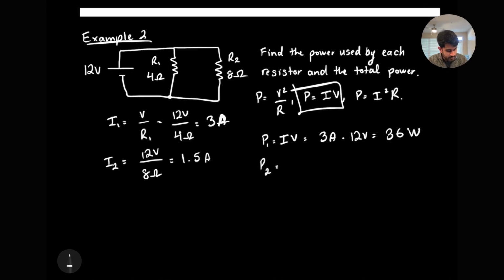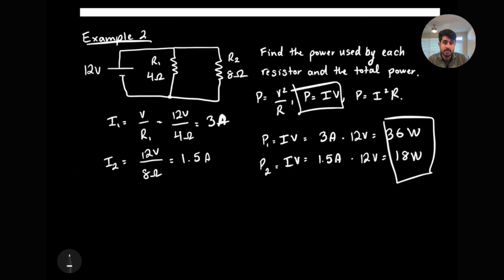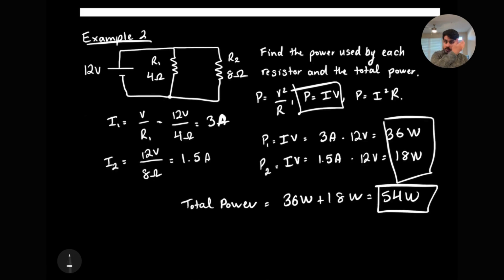Similarly, we can do something for P2. P equals IV. The current through resistor 2 is 1.5 amps multiplied by 12 volts, which is going to be equal to 18 watts. This is one of our answers. So 36 watts by resistor 1 and 18 watts by resistor 2. When we calculate the total power, we simply sum these values up, which is equal to 36 watts plus 18 watts. We get 54 total watts of power that's dissipated within this circuit.